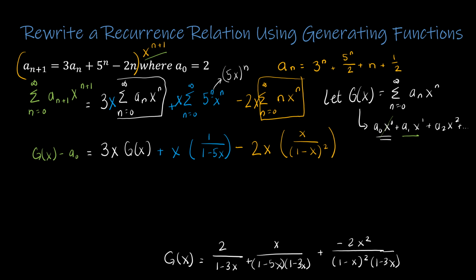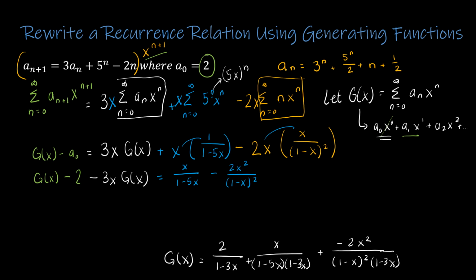So here's where I am so far. Let's see how much we can reduce this. This is g of x. A sub 0 can be replaced with 2. Because I know that I want g of x's on the same side, I'm just going to go ahead and subtract the 3x g of x. And, oops, this is an equal sign. And now I'm going to go ahead and pop that x over the top. So I've got x over 1 minus 5x. And I'm going to pop that 2x to the top. So that gives me minus 2x squared, and then 1 minus x quantity squared.